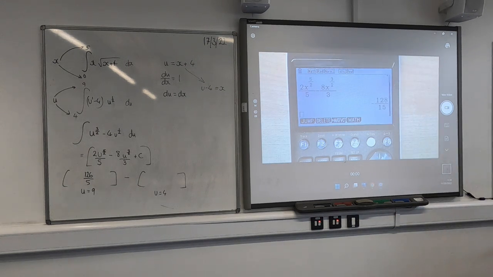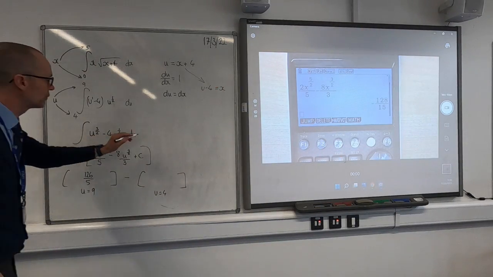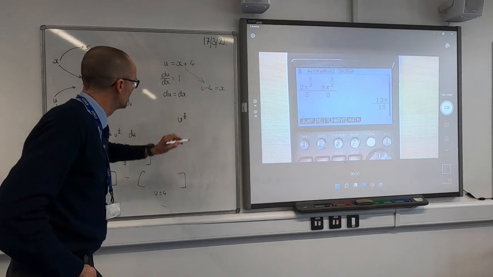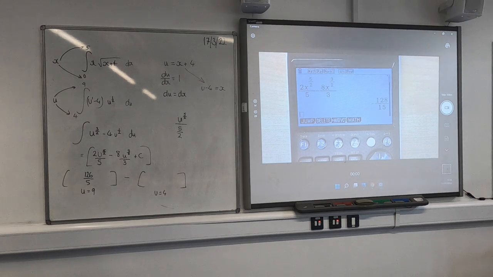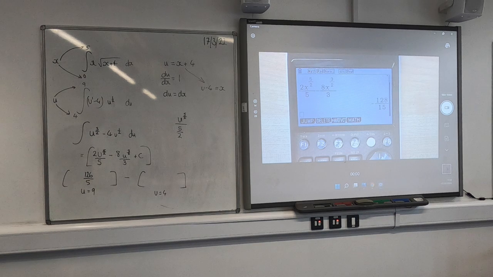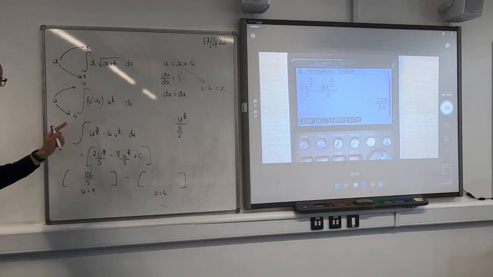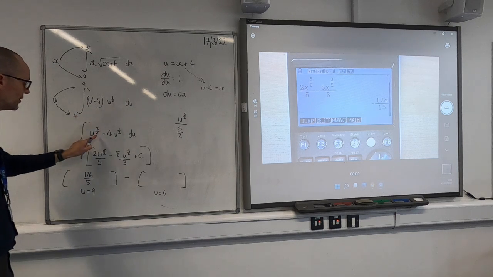How did you get to something over 5? So when I increase the power by 1, it became 5 over 2, and then I divide by 5 over 2, and the 2 pops to the top, so that's why I get that. So if you increase 1.5 by 1, you get 2.5. Oh yeah, okay. I think I integrated and then multiplied by the u outside of this. Right, yeah, so you've got u to the power of 1 times u to the power of 1/2, which is u to the power of 1.5.